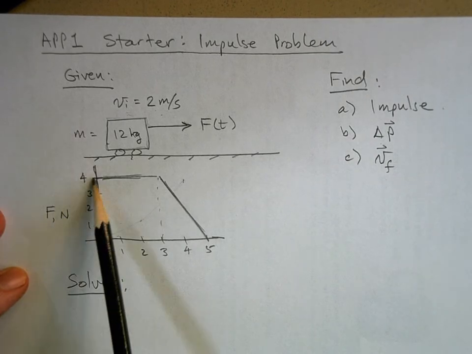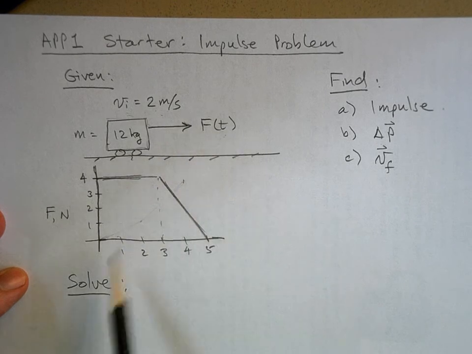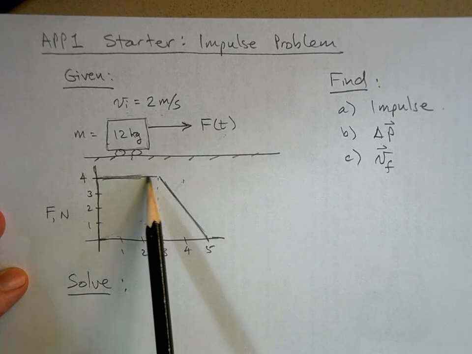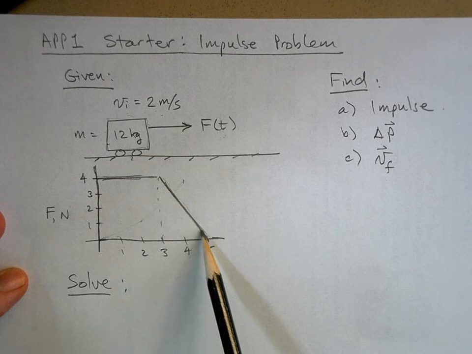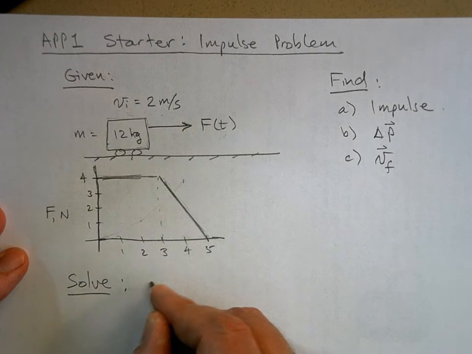Here's what's also given. The force is a function of time. It starts off with 4 newtons for 3 seconds, and then for the next 2 seconds, it decreases to 0. So let's solve for A.